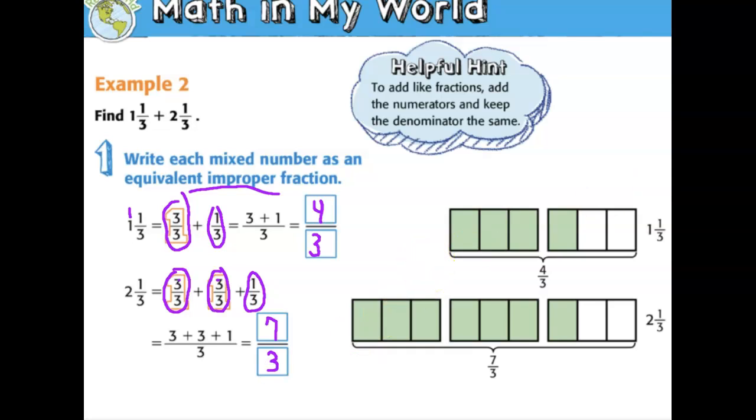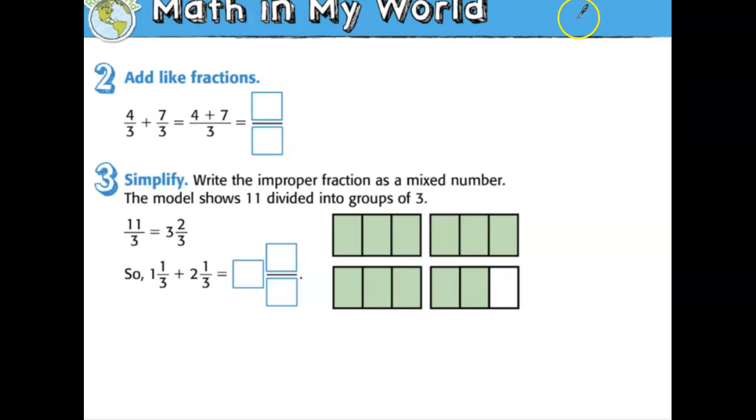All right. So the only thing we've done right now, we haven't solved the problem yet, is we just took each of the addends and made it an improper fraction. All right. Let's go ahead and look at step 2. So all we have to do now is add our improper fractions. We have 4/3 plus 7/3. Well, what's 4 plus 7? We have 11, and we don't change the denominator.